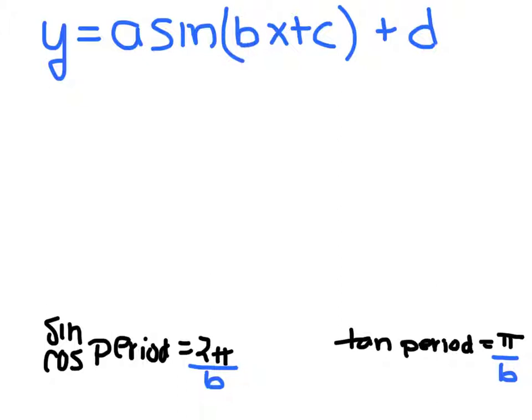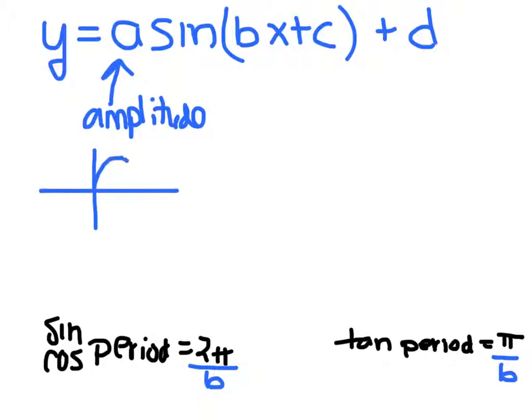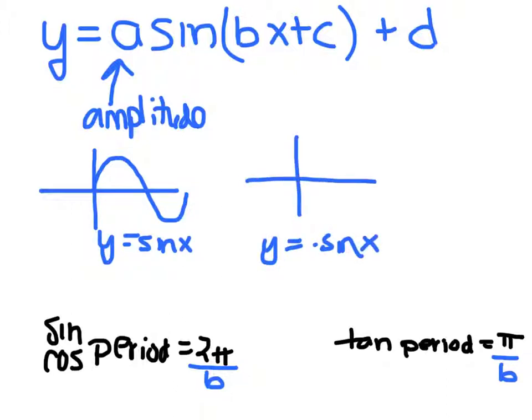Now, when you look at a, this number right here, the a is going to tell you the amplitude, but it's also going to tell you whether or not to flip the graph over. So y equals sine of x would look like this. But if you had negative sine of x, it would look like this.